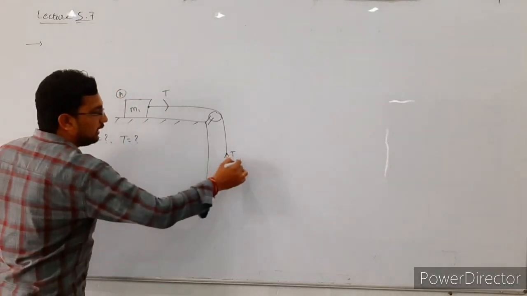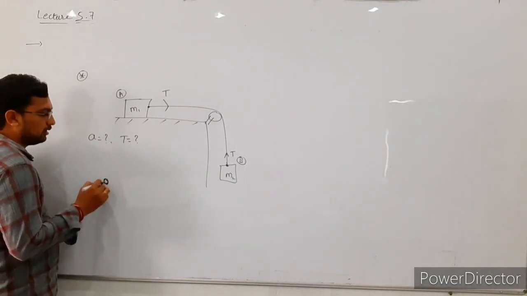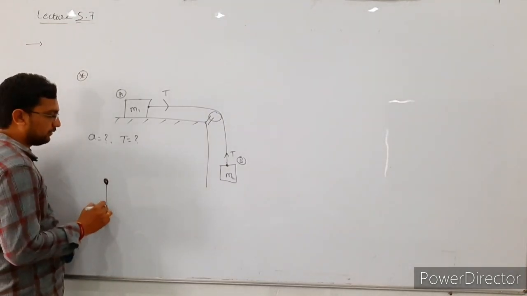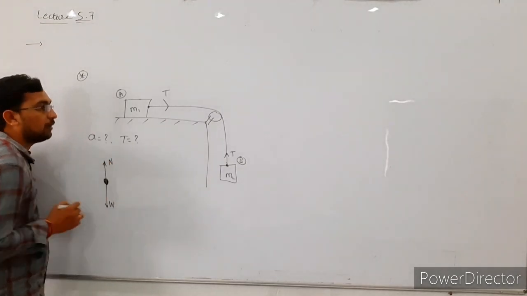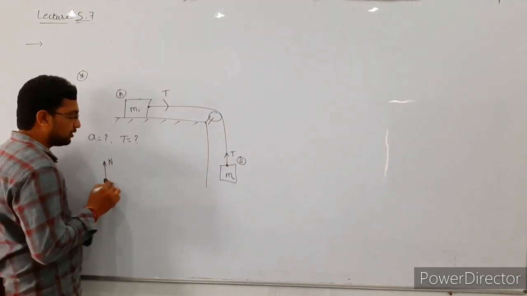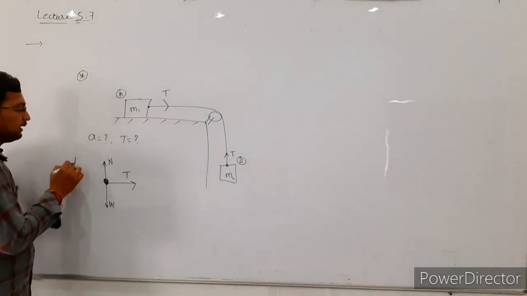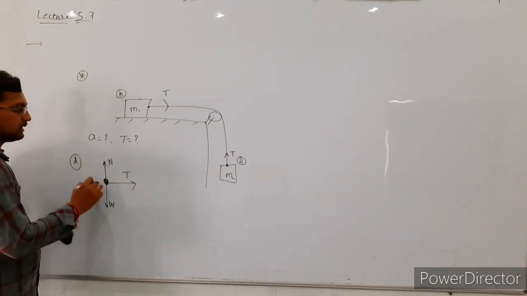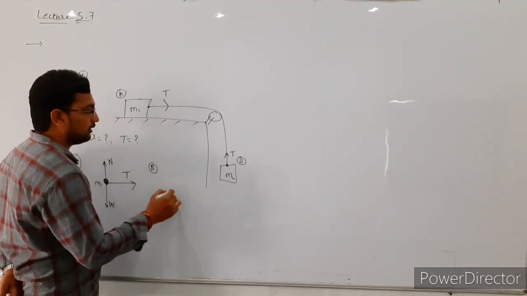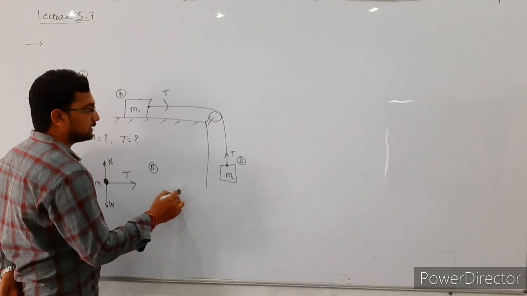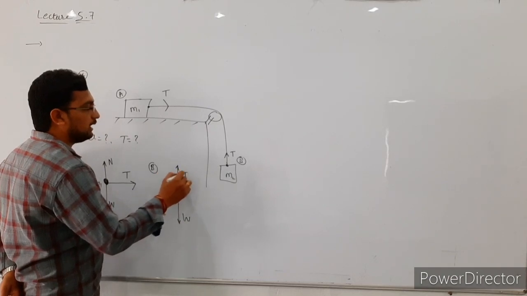First we are going to draw the free body diagram for body A and body B. For body A, consider it a point object. The weight of the object acts in the downward direction, the normal reaction acts in the upward direction, and the tension acts in this direction. This is the free body diagram of body A, and its mass is m1. Next, for the free body diagram of body B, consider it a point object. The weight acts in the downward direction, and the tension acts in the upward direction.